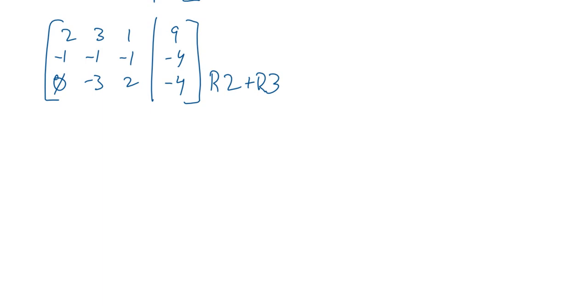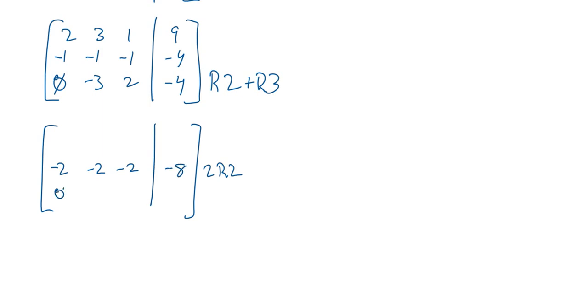Okay, so the next thing I want to do is get rid of that one and turn this into a 0. The nice thing about matrices is that, if I was looking ahead, I could have done that in the same step. But I didn't see that, so I'm going to do 2 row 2, and I get -2, -2, -2, -8. This one's still 0, -3, 2, -4, and this one's still 2, 3, 1, 9. So all I changed was that one.